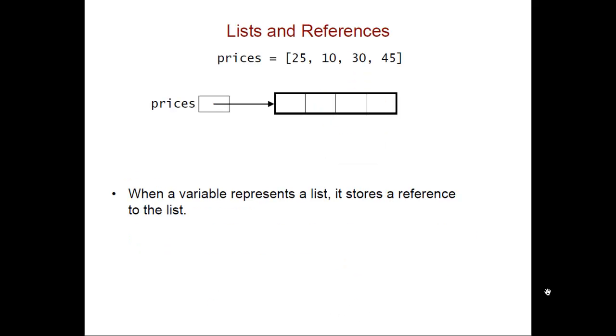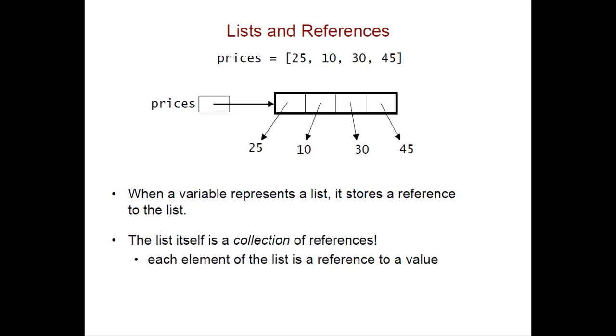Now, if we have a variable that represents a list, it holds a reference to the list. So here you can see we've got the variable prices. We're assigning it this list of values. So prices holds a reference to the list, and you can picture the list as a collection of boxes that are right next to each other. And then each of those list boxes, each of those elements, holds a reference to one of the values in the list. So the list is really a collection of references.